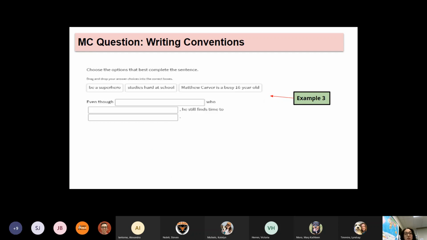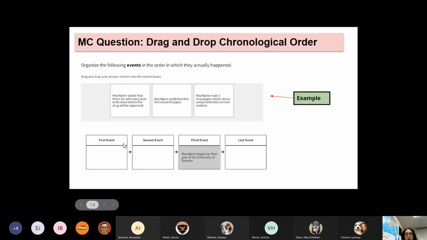Some of the multiple choice questions aren't, in fact, multiple choice. In this question, you're being asked to drag and drop these 3 phrases into the correct location to make this sentence make sense. In this question, you're dragging and dropping again, but this time you have to identify where these events in the story go. Which one comes first, second, and then last. So you will be able to actually drag and drop them into place.